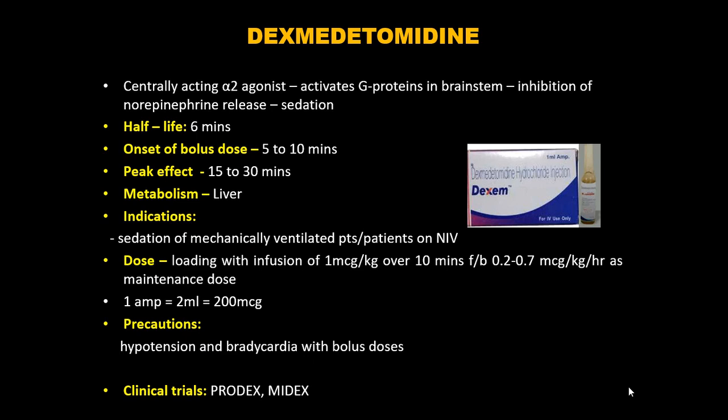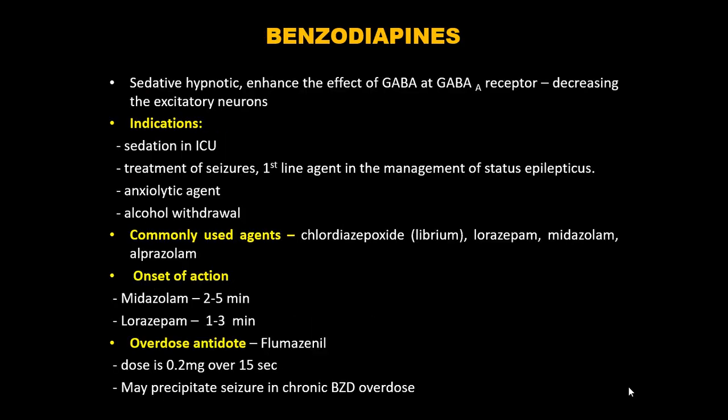Dexmedetomidine, the agent of choice for awake sedation. It acts through central alpha-2 agonism, activates G protein in brainstem and inhibits norepinephrine release. Half-life is 6 minutes, you know the dose, and the precaution is hypotension and bradycardia. Clinical trials are PRODEX and MIDEX, where it has been compared with propofol as well as midazolam, where it has been proved to be non-inferior. But the incidence of hypotension and bradycardia is more with dexmedetomidine.